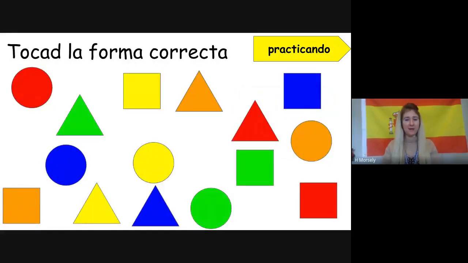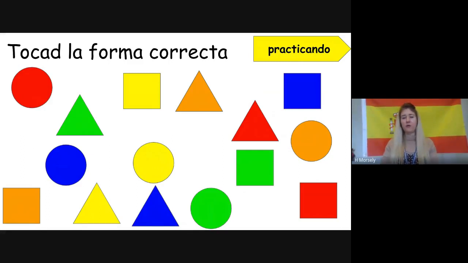So now we're going to play a game. I'm going to call out the name of the shape and the colour. What I'd like you to do is to touch the correct shape and colour on your screen. Okay? So if I say to you, tocad el círculo rojo, touch the red circle. If I say to you, tocad el triángulo azul, touch the blue triangle. Okay? And you'll notice that the shape is said first and then the colour, because the shape is the noun, the object, and the colour, the adjective, follows it. It goes after. Are you ready?